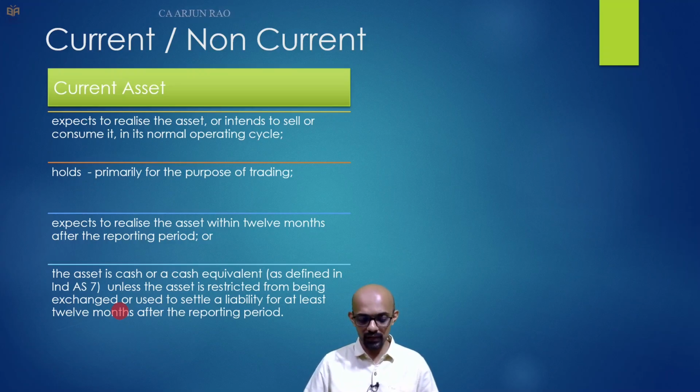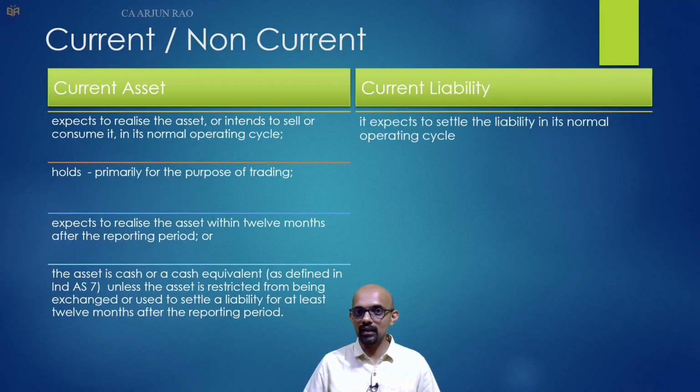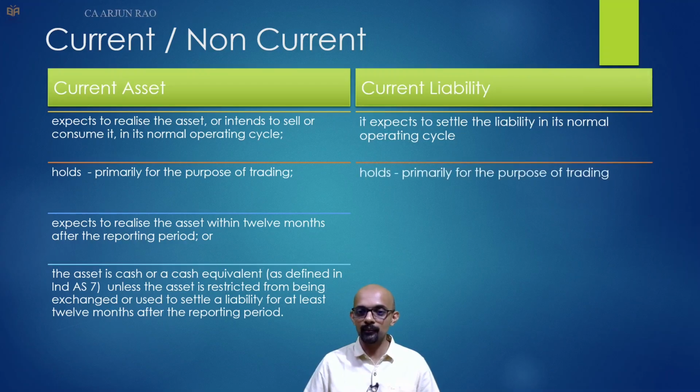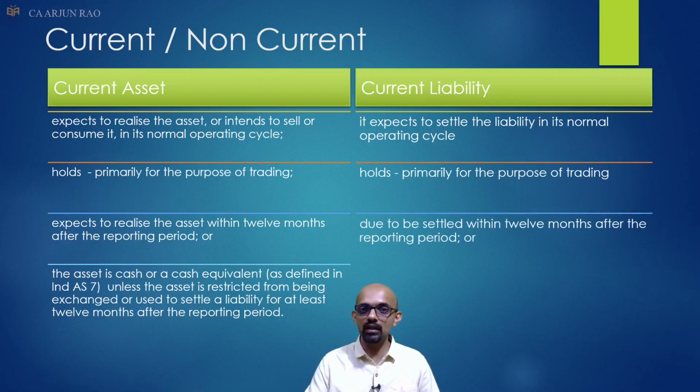So a similar definition exists for current liability. So current liability is when an entity expects to settle in its normal operating cycle, or holds it primarily for the purpose of trading, or it is due to be settled within 12 months after the reporting period. So that is, you should settle it within 12 months. 31/3 means next year 31/3.